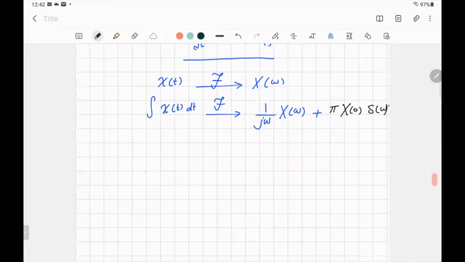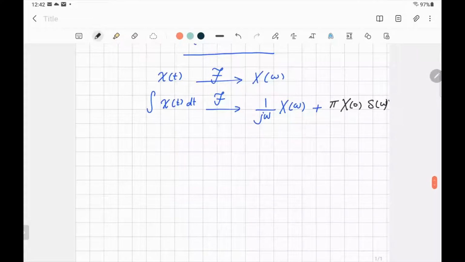Let me take one example, like the same example you did. If X of omega is equal to 1 over 2 plus j omega, do you know what the original function is? Do you know how to get it? Yeah, exactly. It's e to the power of minus 2t times u of t. I got that from the Fourier transform pairs table. You got to practice a lot of doing that. Don't think just understanding now will be fine. No, you got to do it by your hand.